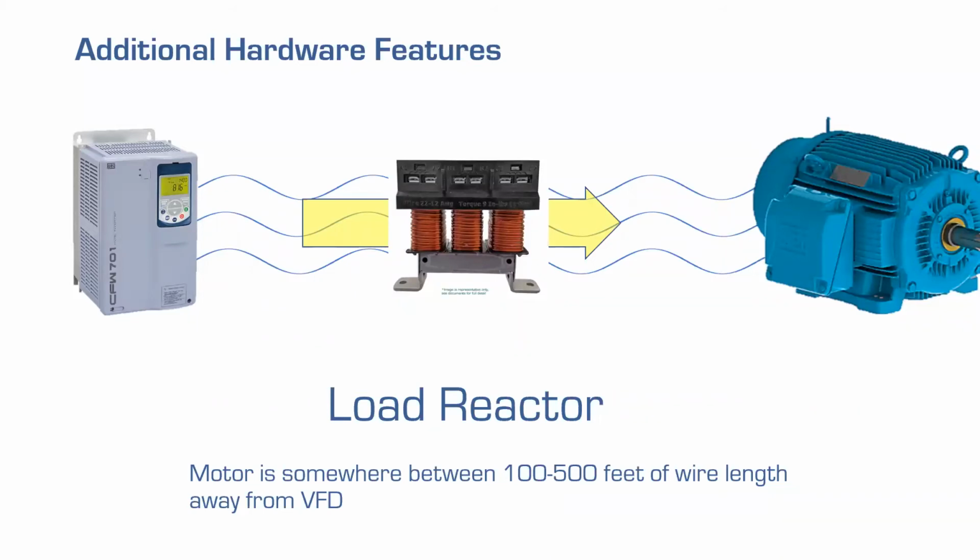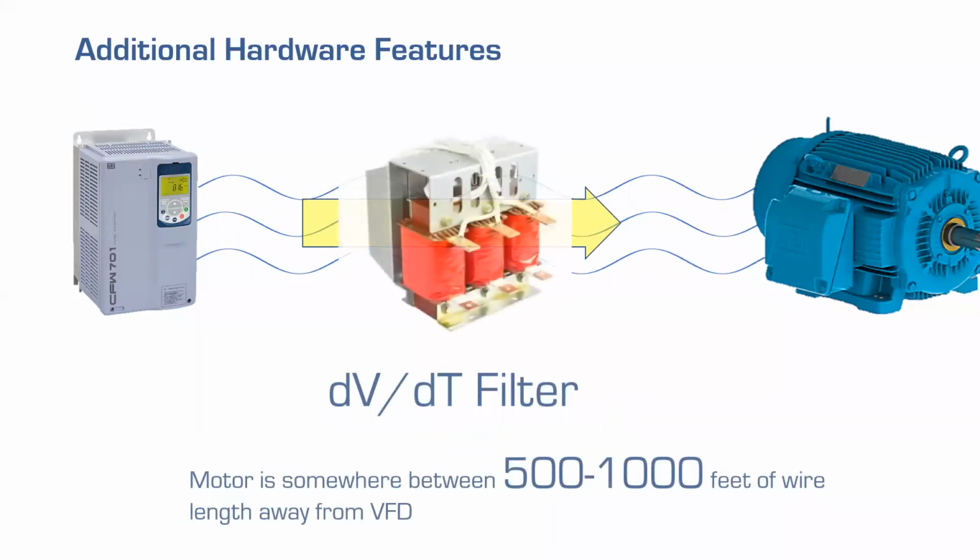Yes. Okay. The load reactor and everything between the VFD and the motor, they're to protect the motor more than the VFD. Okay. If our wire length is greater than 500 feet, but typically between 500 and 1,000 feet, then something called a DVDT filter can be used. And that still has the same big inductance coils that we have on the load reactor, but it also has some additional electronics to help further mitigate those voltage spikes that are going to be hitting our motor. And above 1,000 feet, there are other devices, but they're rare and they're expensive, so we're not going to cover those. Okay.